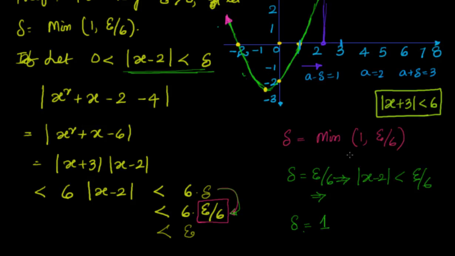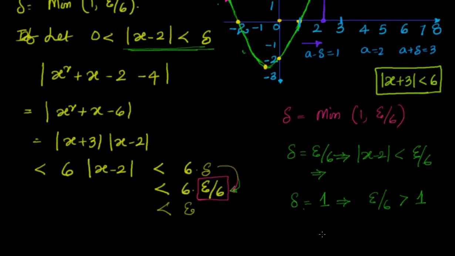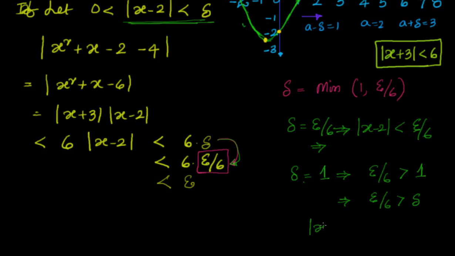If I take delta equal to 1, what is the meaning of that? The minimum of 1 comma epsilon by 6 is 1, that means epsilon by 6 is greater than 1. Or can I say epsilon by 6 is greater than delta? Or I can write |x - 2| is less than delta, but delta is less than epsilon by 6. So wherever I have delta, I can replace it, for both conditions, with epsilon by 6.